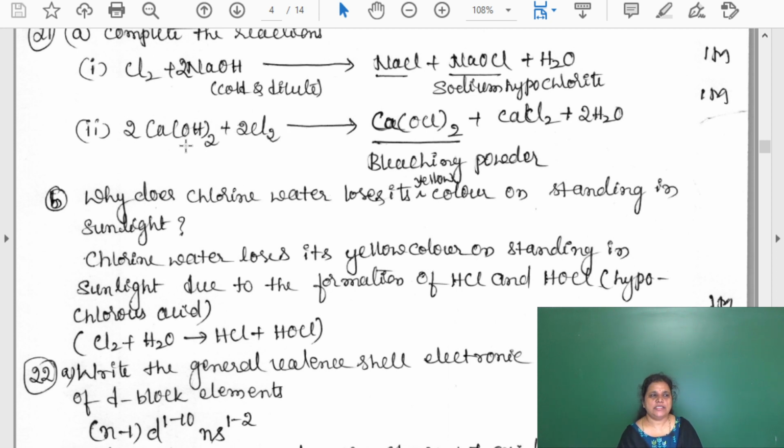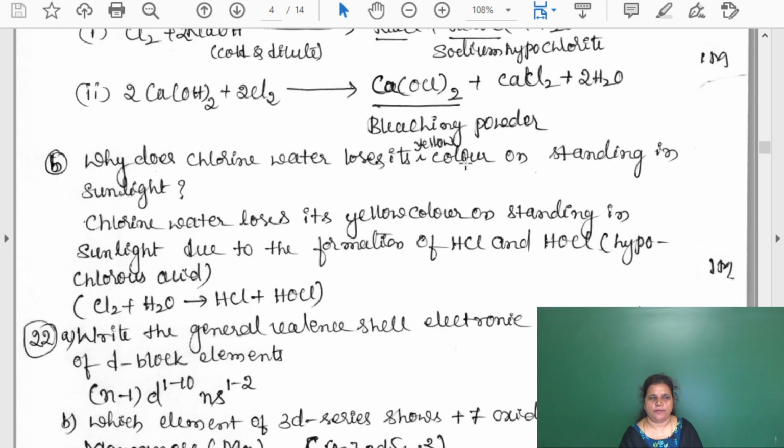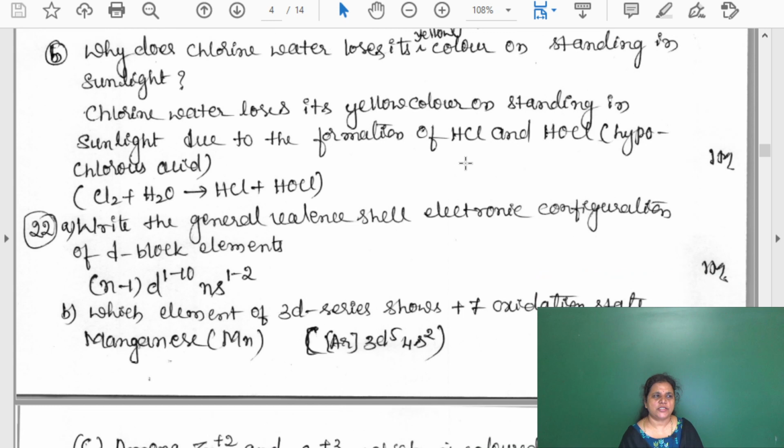Okay. Now the second reaction: calcium hydroxide reacts with chlorine and gives bleaching powder, CaOCl2, with the formation of calcium chloride and water, and this carries 1 mark. You have to write this composition, CaOCl2, and this is bleaching powder. Now move on to the next question.